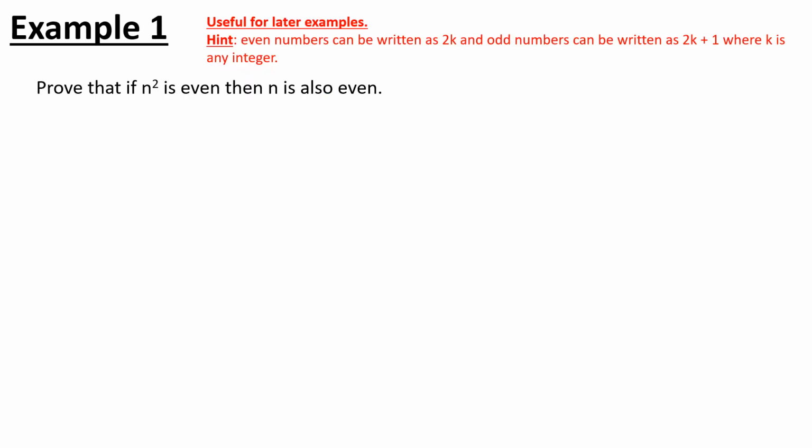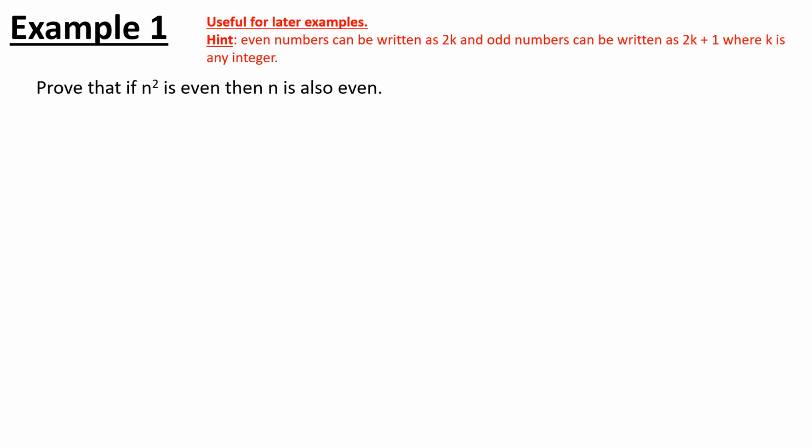So this first example says, prove that if n squared is even, then n is also even. If you just think about some square numbers, for example, 36. 6 squared is 36, which is even. And 6 is also even. If you think about any even square numbers, 36 was just one of them. What about 100? That's another one. 100 is 10 squared. 100 is even. 10 is also even.